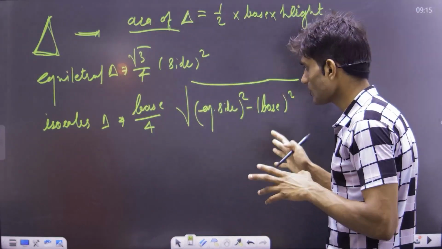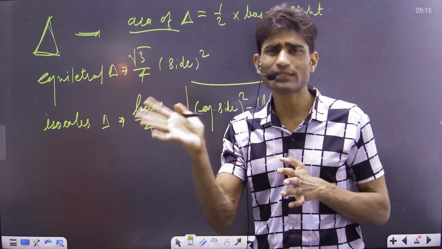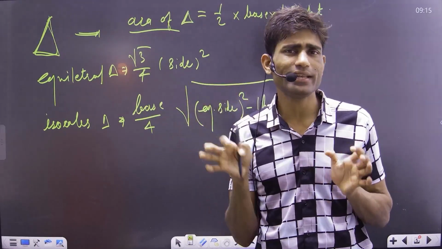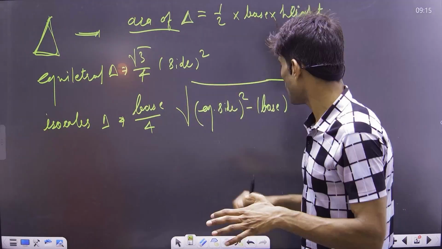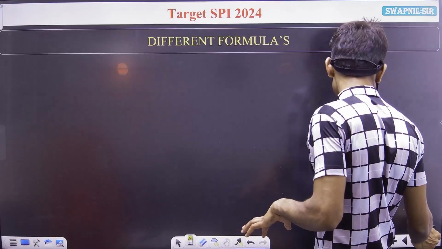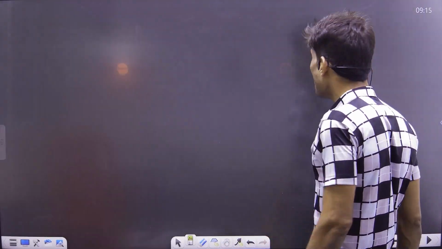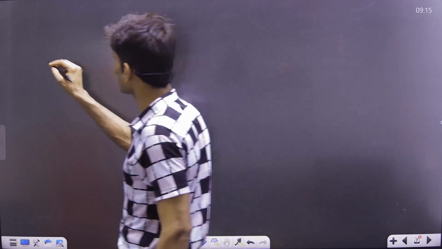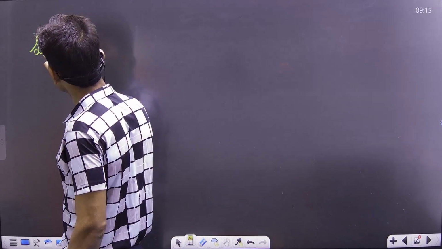Okay, the circumference of a circle is 2 pi r. That's it, we need it here. Now let's move on to some 3D shapes. Different formulas for our solid shapes. Let me explain with the solid shape.